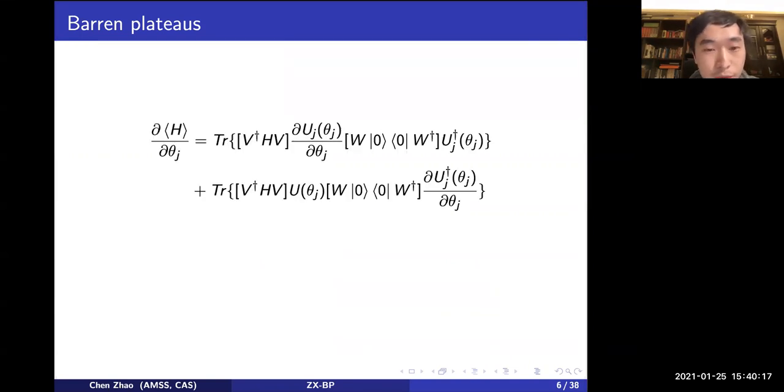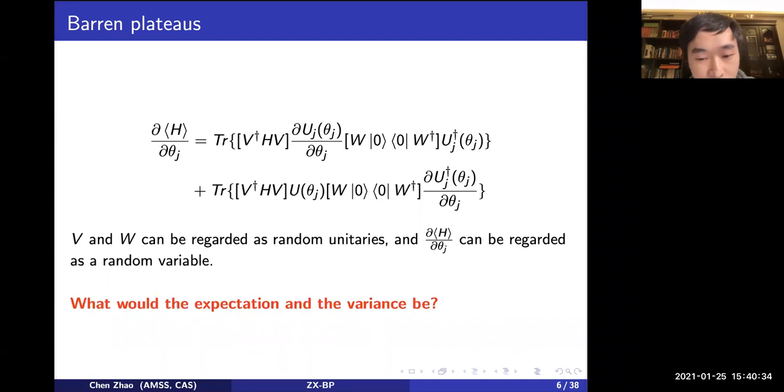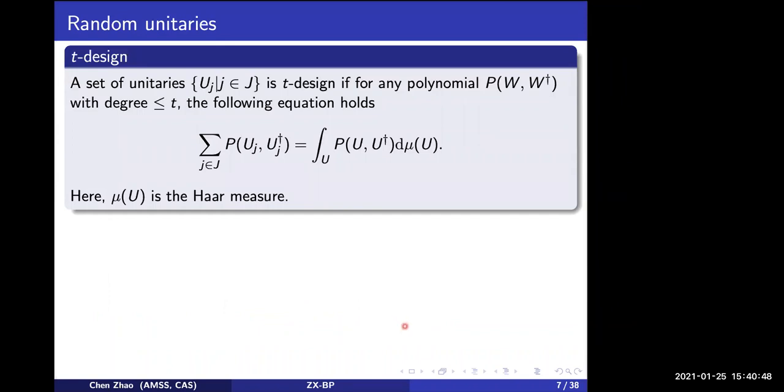If we regard V and W as random unitaries, then the gradient, the partial derivative, can be regarded as a random variable. So what would the expectation and variance be? For random unitaries, there is a distribution called the Haar distribution, which can be regarded as a uniform random unitary.